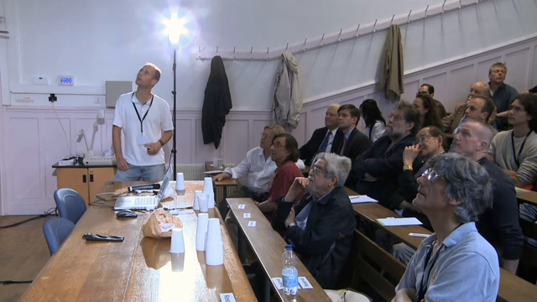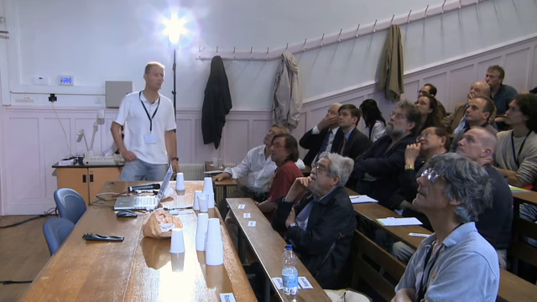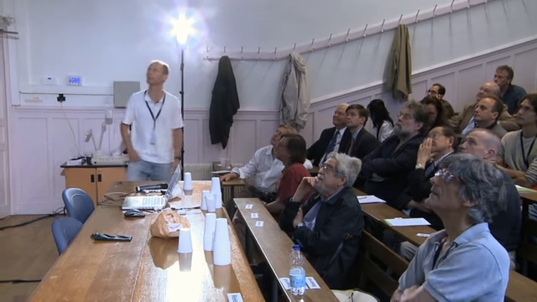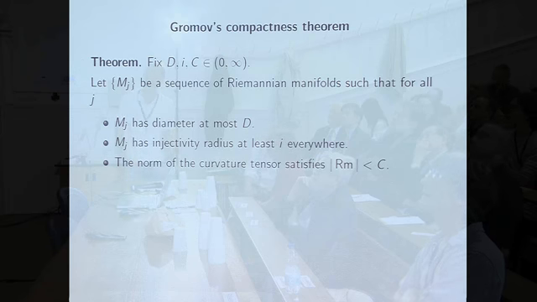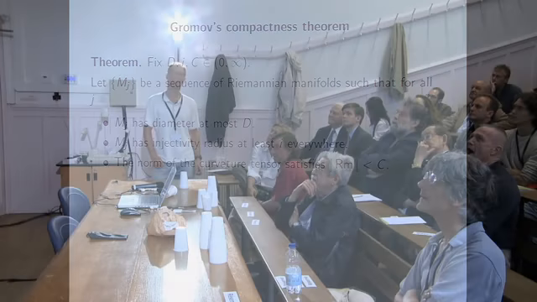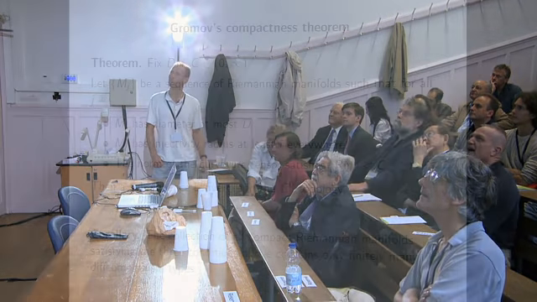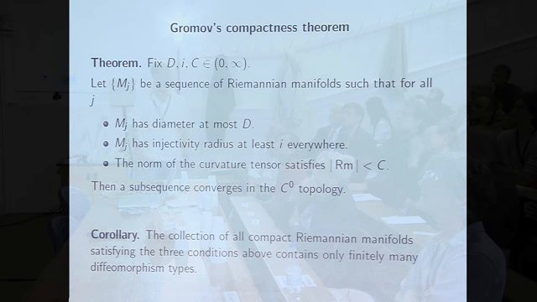All right, so the first fact in this setting is the compactness theorem. Give yourself some numbers d, i and c, and suppose you have a sequence of Riemannian manifolds, M_j, so that the diameters of the manifolds are uniformly bounded by some d, and each manifold has injectivity radius at least i everywhere. And finally, assume a uniform bound c on the norm of the curvature tensor for every manifold in the sequence. Well, then a subsequence of this converges in the C^0 topology.